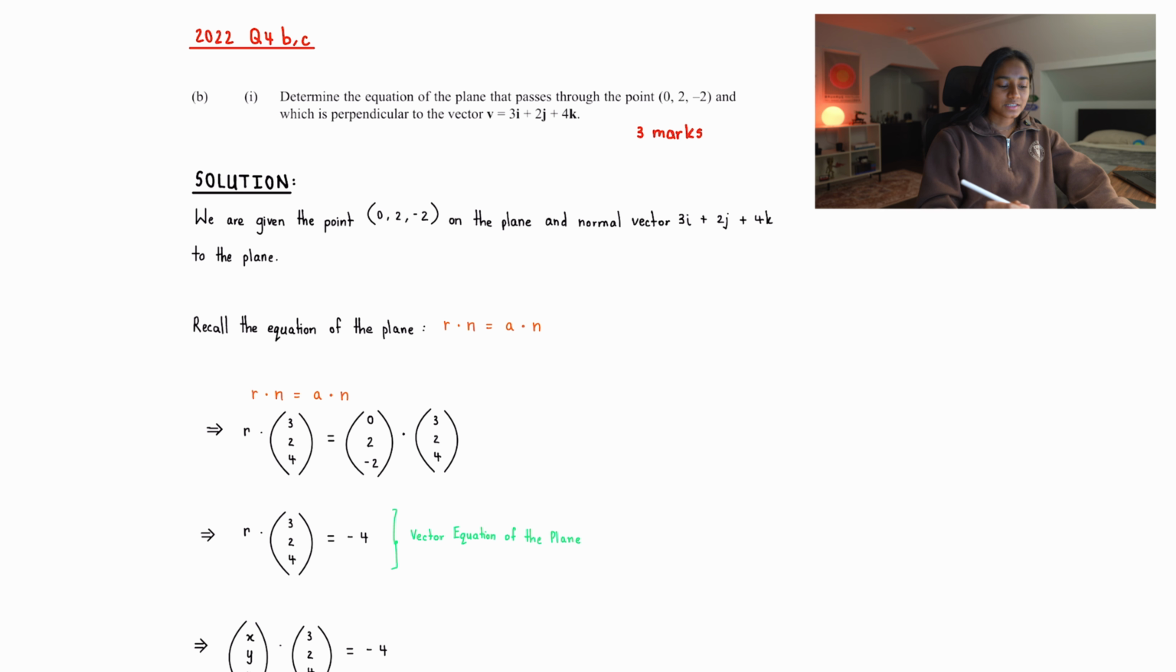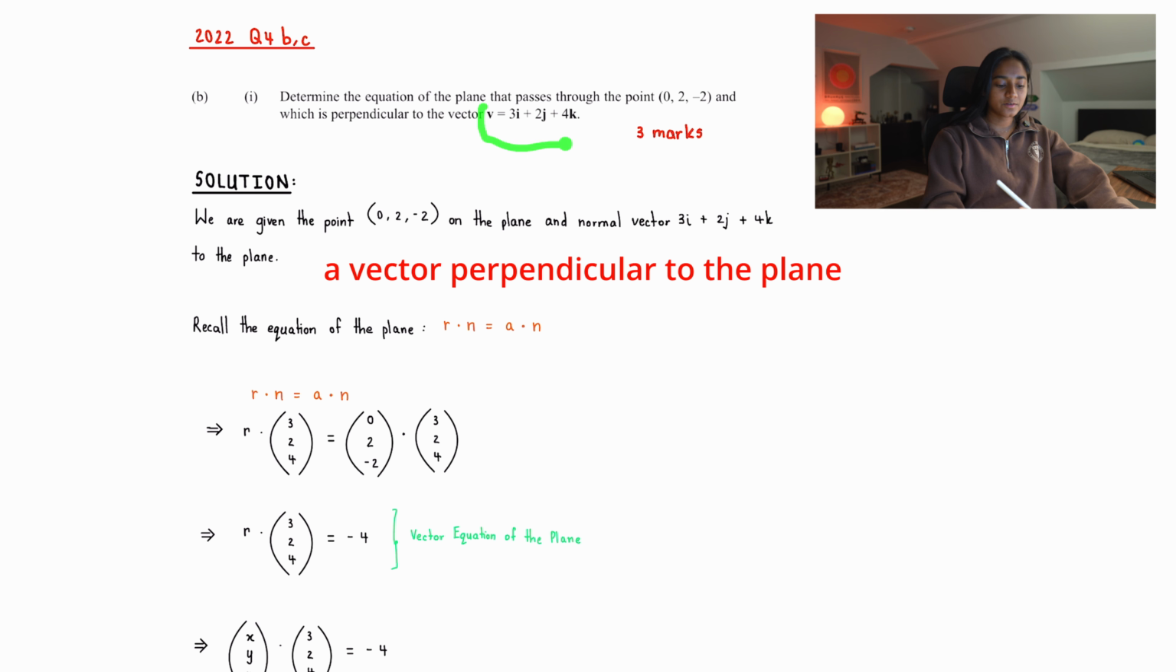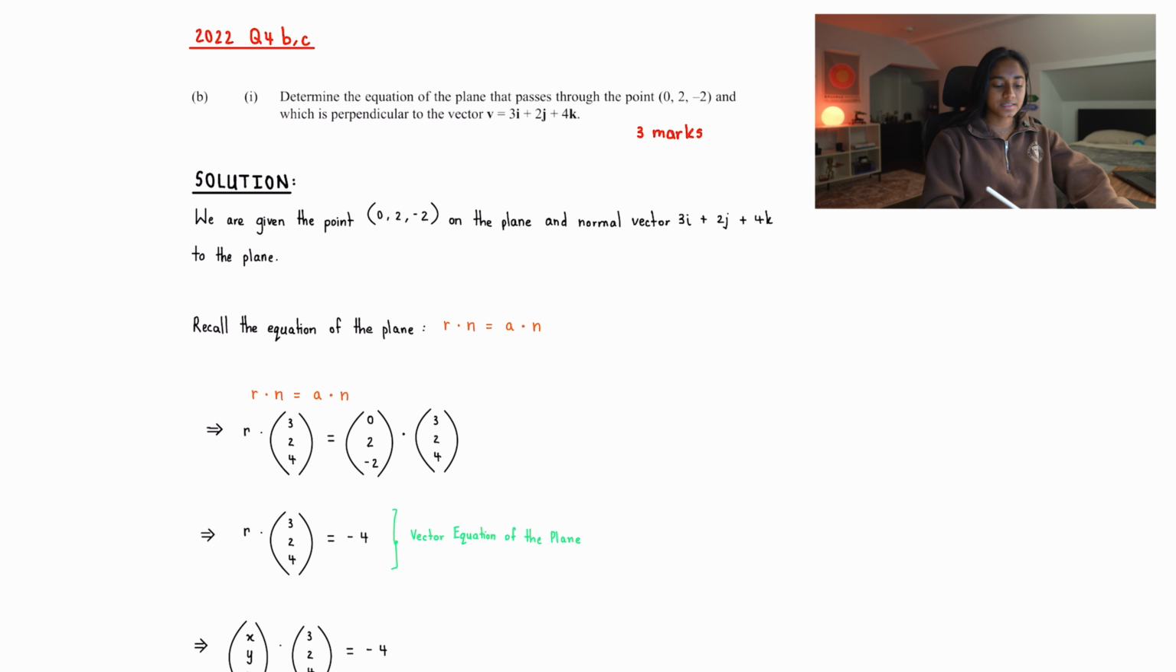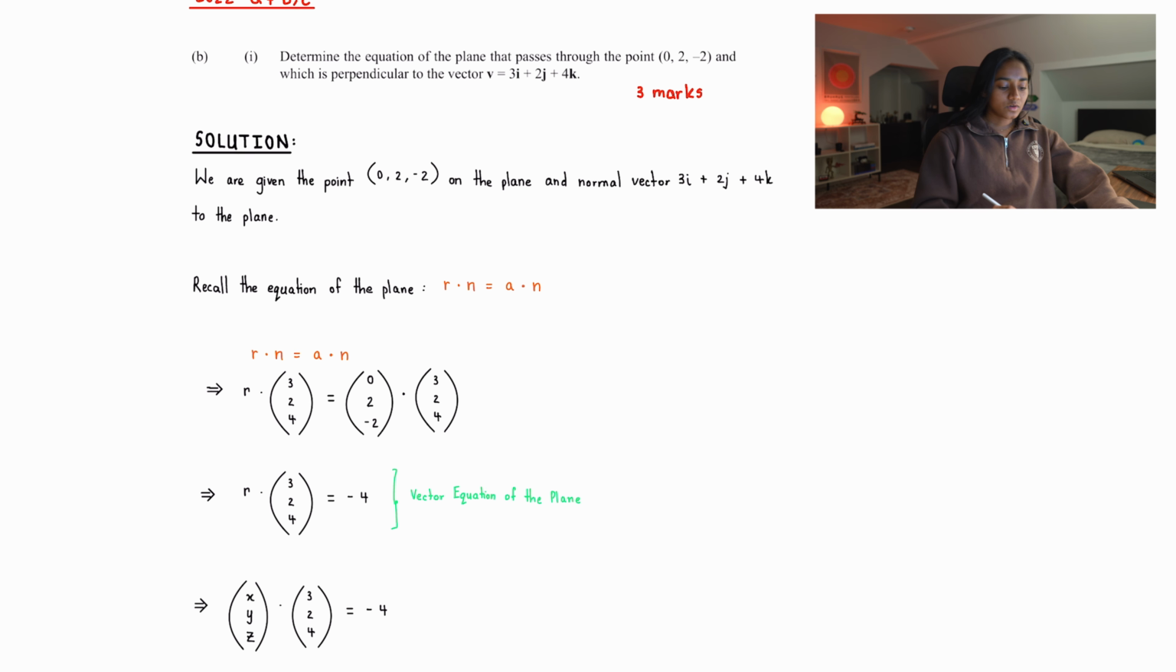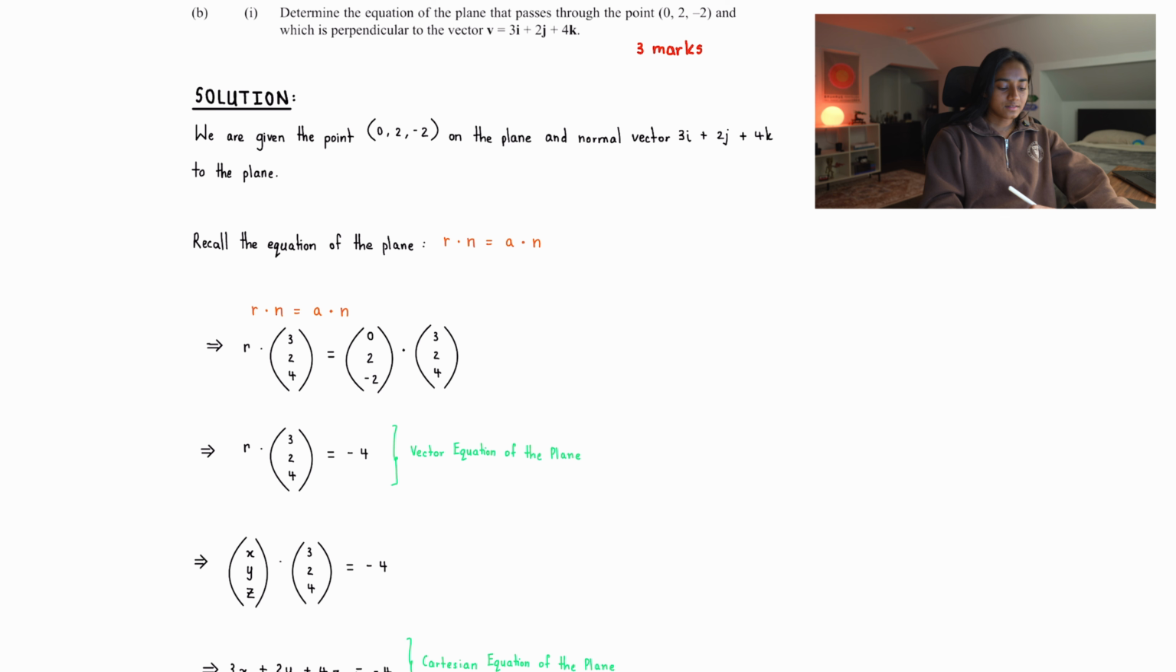We already know that we are given a point and a perpendicular vector, which is the normal vector. Remember, perpendicular and normal, same thing. When we're given these two things, we know we have to use r dot n is equal to a dot n, where a is the point and n is the normal vector. So let's substitute. We have r dot n is equal to a, which is the point, dot n. So these are the same. Then we start simplifying.